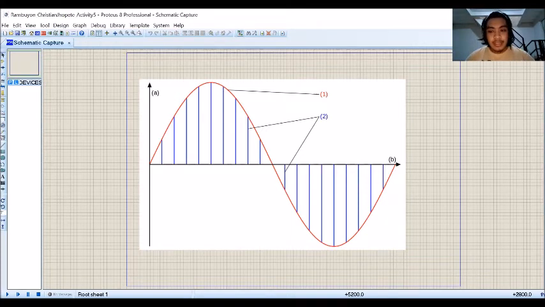Pulse amplitude modulation is the basic form of pulse modulation. In this modulation, the signal is sampled at regular intervals and each sample is made proportional to the amplitude of the modulating signal. First, let us remember the definition of modulation. Modulation is the process of changing the characteristics of a carrier signal like amplitude, frequency, and width.